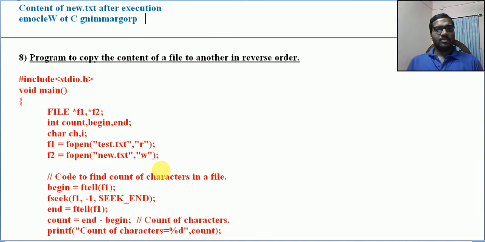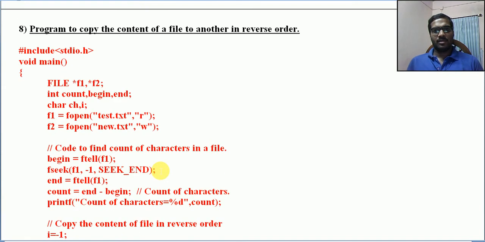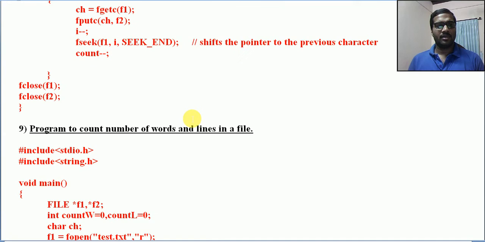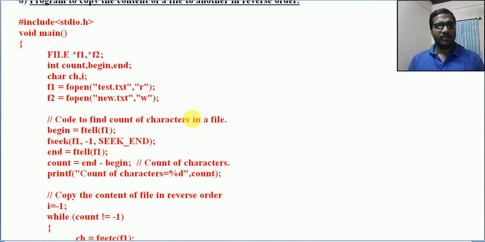The next program: program to copy the content of a file to another in reverse order. We are using the entire content. In the previous example, word by word we are doing reverse, and that is copied into the next file. Now in this case we are going to reverse the entire content, and that is being copied into the second file. Here we are using some more advanced functions used with file handling in C. So we will see that.